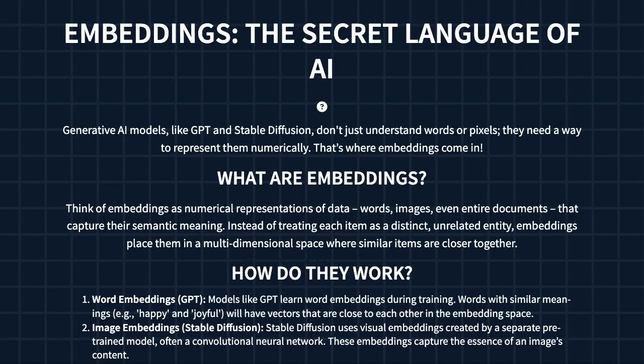Okay, let's talk about embeddings. They're a really important concept when we're diving into advanced generative AI like GPT and Stable Diffusion. Basically, these models don't just see words or pixels as random things. They need to understand what those words mean or what those pixels represent. Embeddings are the way they do that. They're numerical representations of data, so for example, a word gets turned into a set of numbers. Words with similar meanings end up being close together in this number space, allowing the AI to recognize relationships and generate relevant content. It's like giving them a secret language to understand everything.